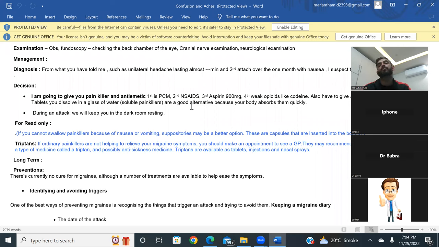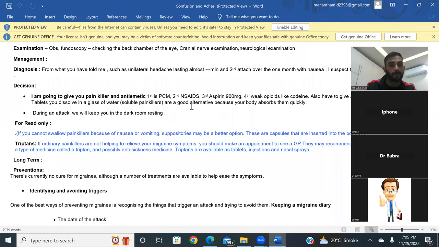Then you should jump to the triptan. And that is abortive. That is not for prevention. For prevention is topiramate. This is the difference. Triptan is not similar to topiramate. Topiramate is for prevention. Triptan is for abortive therapy to relieve the symptom immediately. Okay, so keep in mind.